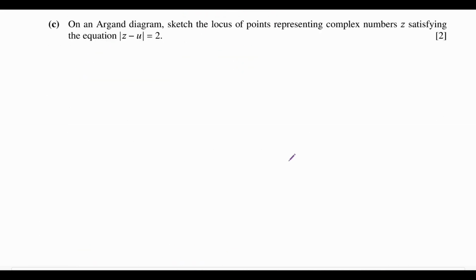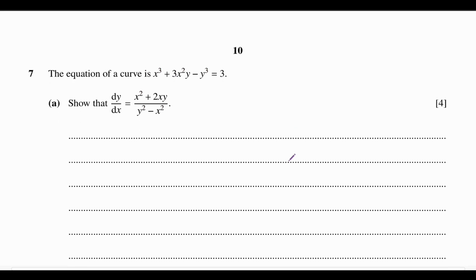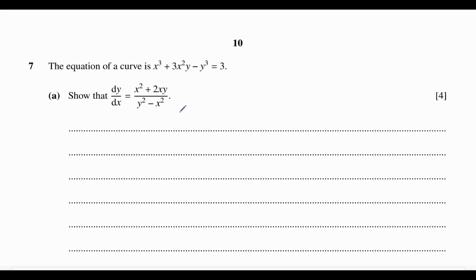So let's do an example question and see what they ask us and see how we can apply this. So the equation of a curve is x cubed plus 3x squared y minus y cubed equals 3. Show that dy by dx is equal to that. Well, that's pretty simple. That's what we've been doing. So find dy by dx on this.